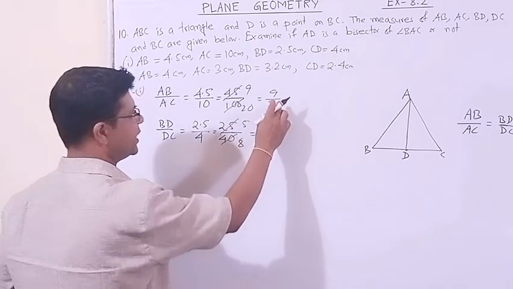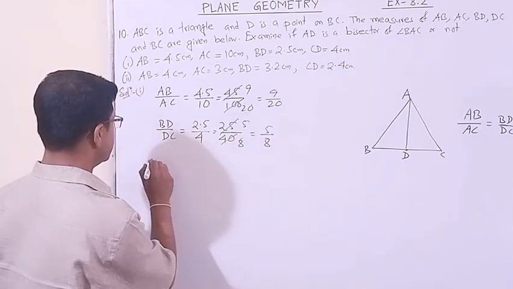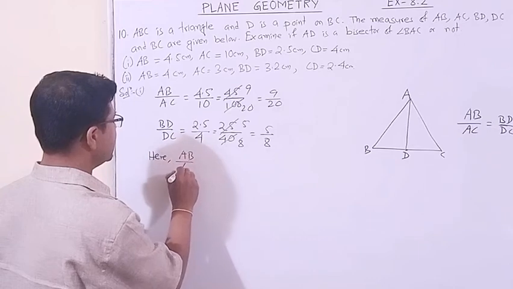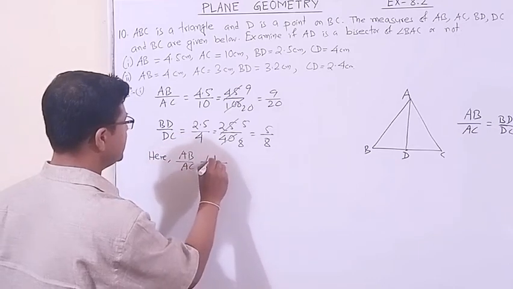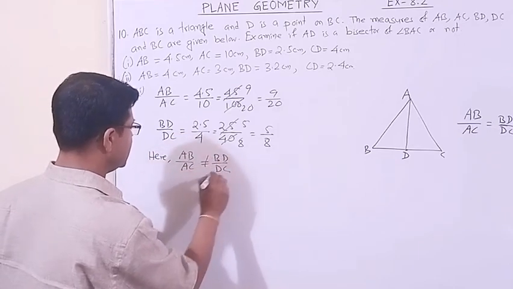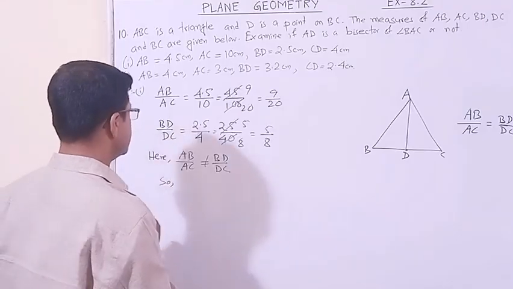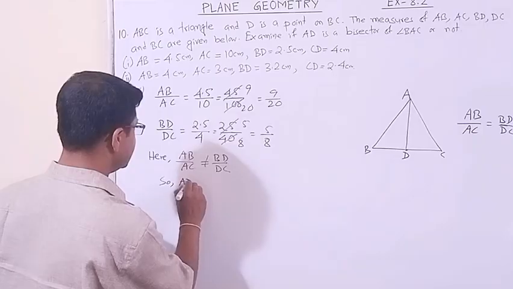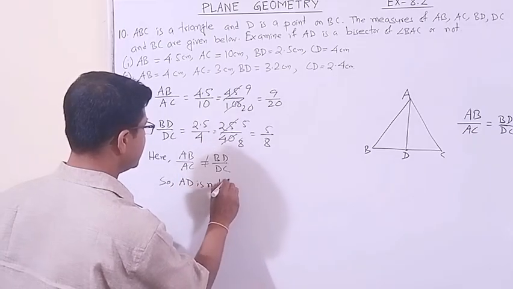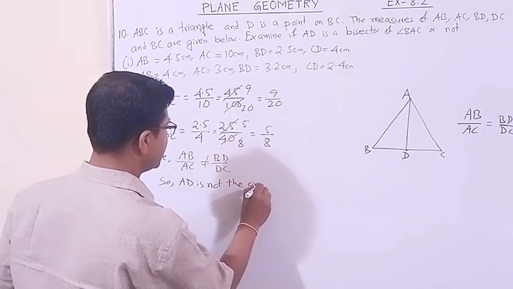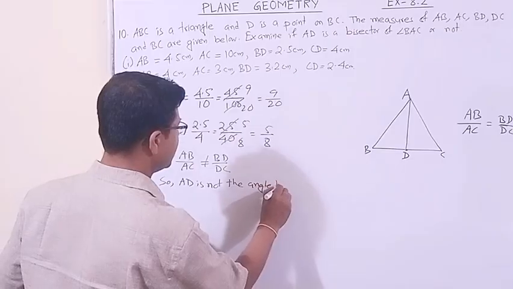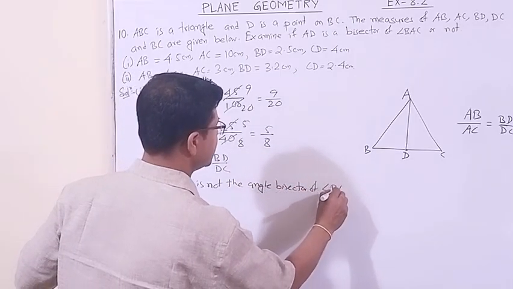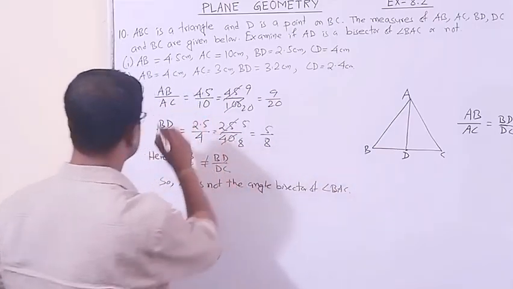Now what do you find? Are they equal? No, they are not equal. Here AB by AC is not equal to BD by DC. So what will we write? We shall write that AD is not the angle bisector of angle BAC.